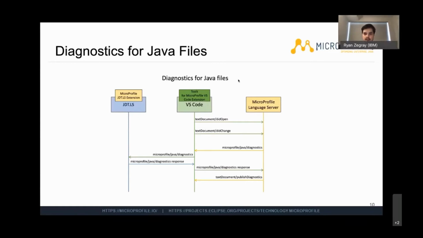To do this, it delegates the request to the MicroProfile JDT-LS extension using a custom LSP notification called MicroProfile Java Diagnostics. This is forwarded to the JDT-LS extension through the IDE, and then the JDT-LS can use JDT information to compute all available diagnostics and send them back to the MicroProfile language server. Once the MicroProfile language server has the diagnostics, it will publish them to the IDE by sending a text document publish diagnostics notification.